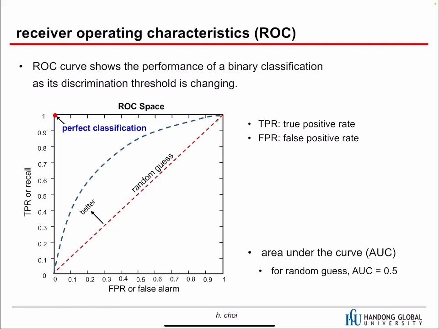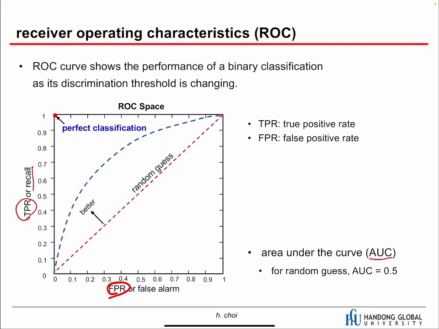And when you read some papers or textbooks, sometimes you might see this ROC curve and AUC. Okay, so let me explain what these are. The ROC curve shows the performance of binary classification as its discrimination threshold is changing. So basically, we have a two-dimensional space here, and this one is the false positive rate, and this one is the true positive rate, or recall.